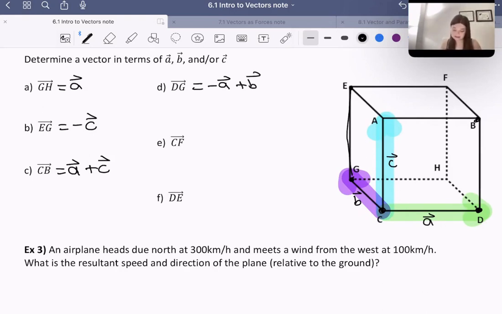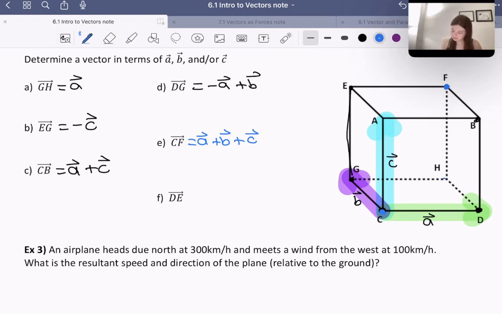What about CF? Well, C is here, right? I'm just going to grab a different color. C is here, and F is all the way over here. So we're going to have to do all the vectors in some form. We're going to have to do A to get to here, and then B to get to H, and then we're going to do C. We're going to have to go up all the way to F. So this one is actually going to be A plus B plus C, like that.